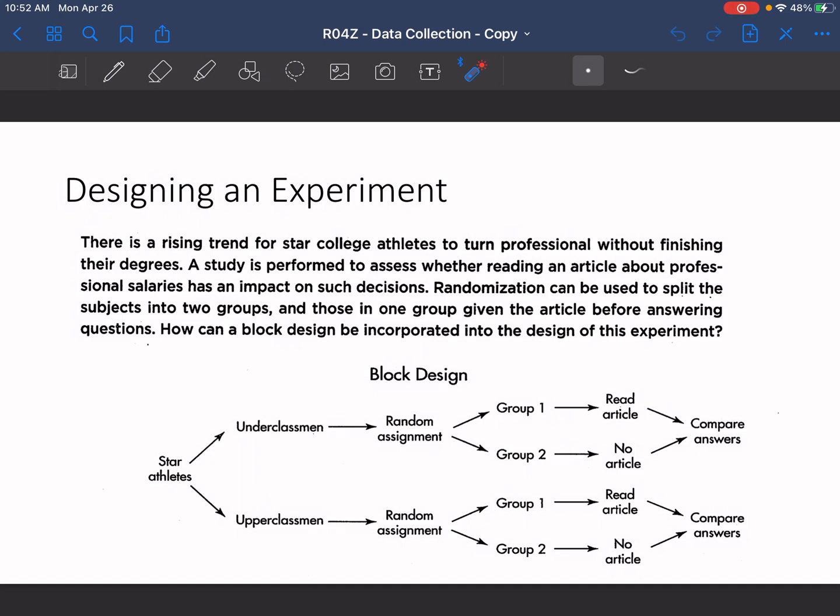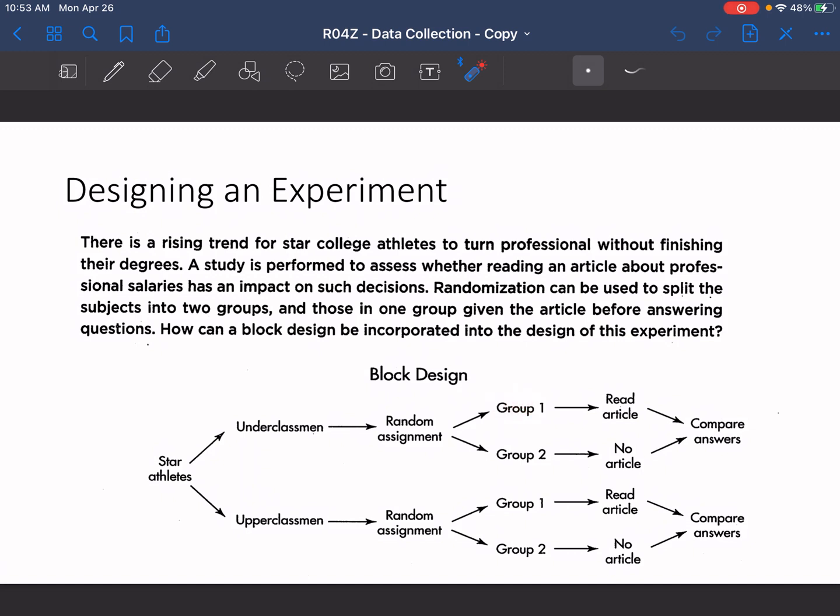So what they're asking us is to basically block how we would make this experiment. If we're given a group of star athletes and we want to block them, what we could do is split them up into two ways. It doesn't have to be underclassmen and upperclassmen, but that's one way to do it. We could say the first block includes just underclassmen and the second block includes upperclassmen. And then from there, we could randomly assign both of those to either Group 1 or Group 2, depending on whether they're upperclassmen or underclassmen.